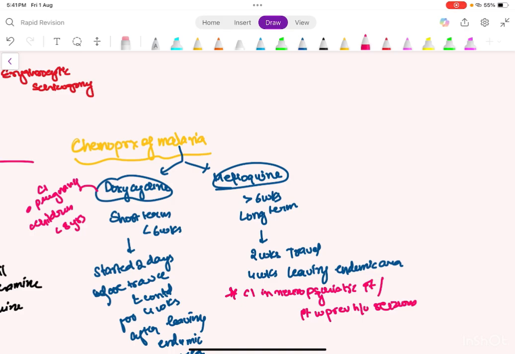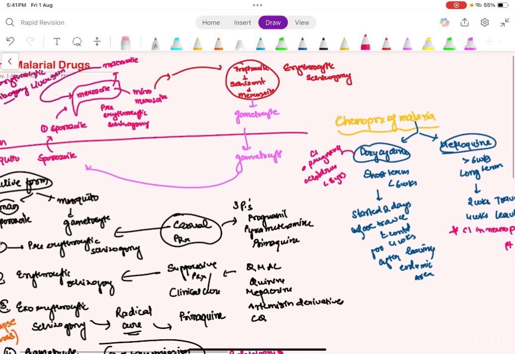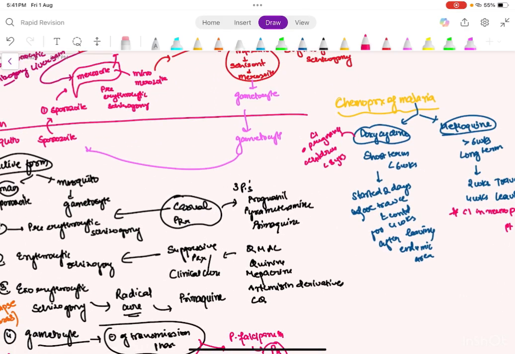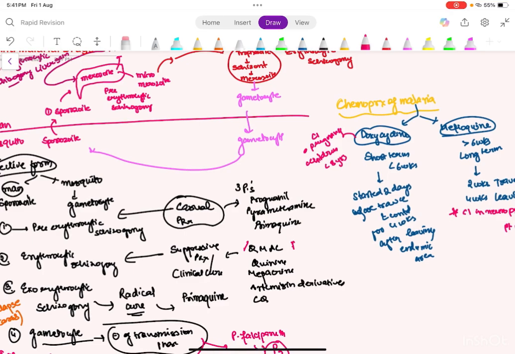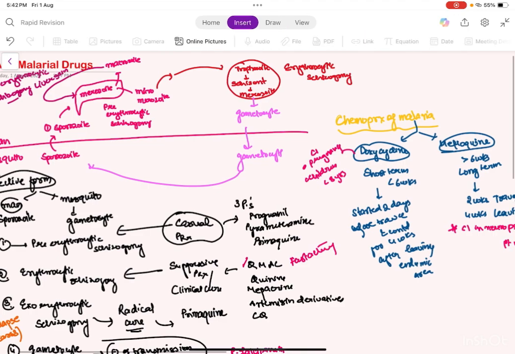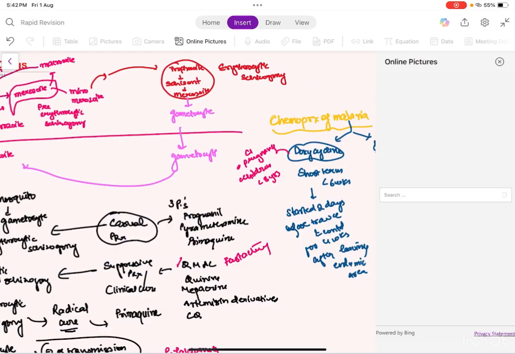Sometimes when you talk about erythrocytic schizogony and all these drugs, they ask which are fast acting and which are slow acting. All the P's are the slow acting ones and these others are fast acting. So this covers most of the malarial drugs. We'll go through the picture if we can find it.